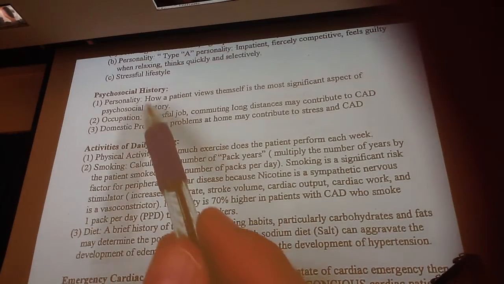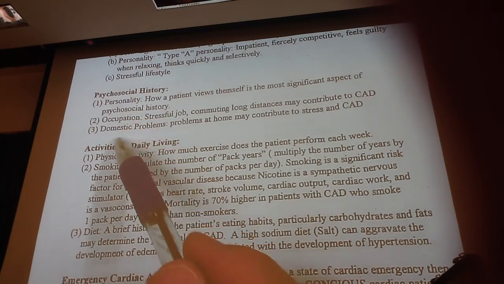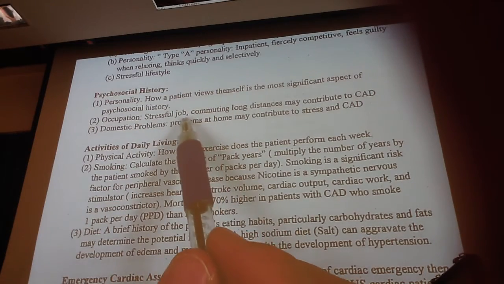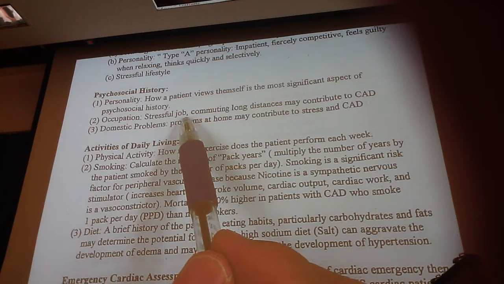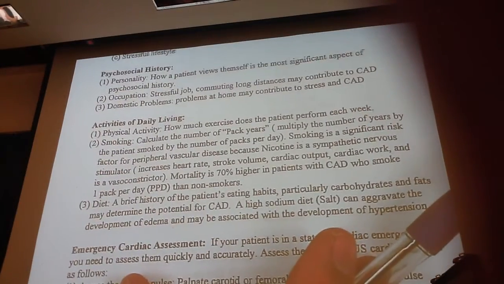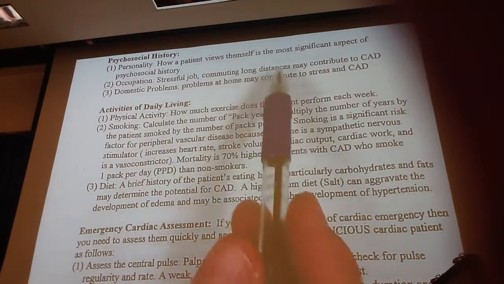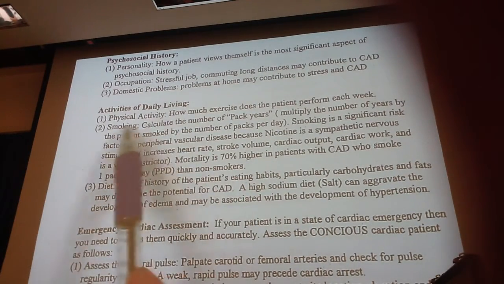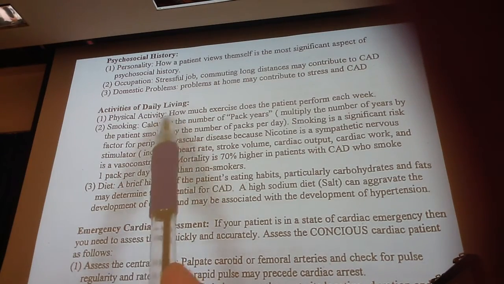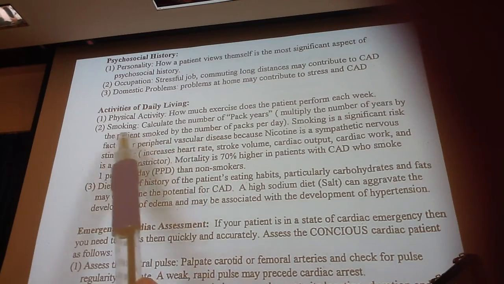We'll talk about that. Your psychosocial history, personality, occupation. If you have a stressful job, like defusing bombs, taking bombs apart or something, that might be a little stressful. Domestic problems, if you're constantly fighting with your significant other, that's not good either. But these activities of daily living, if you don't do enough exercise, that's not good. The heart needs exercise. The smoking.